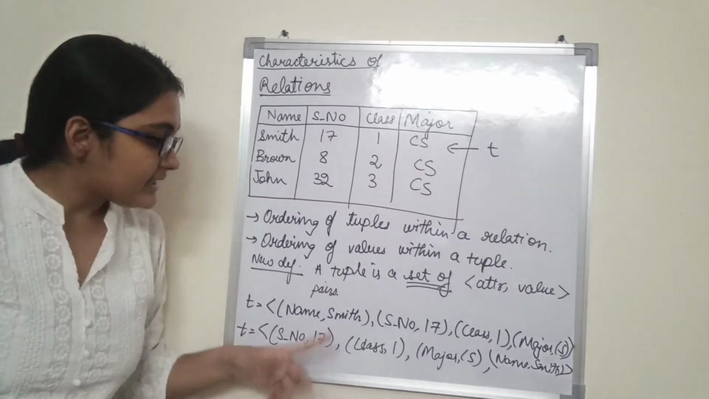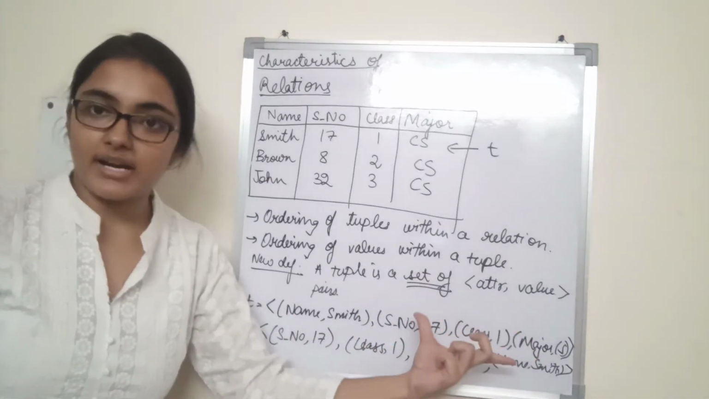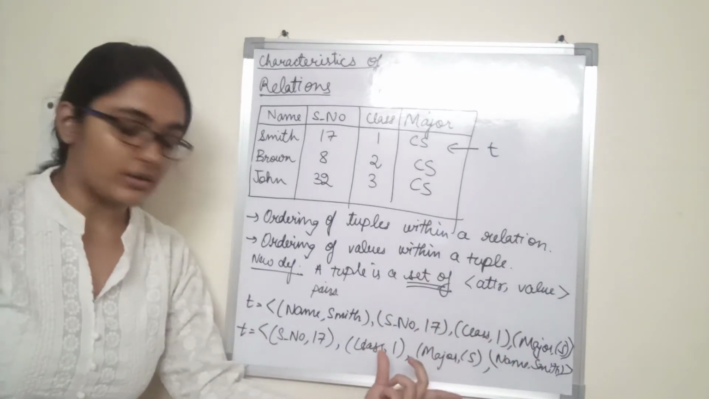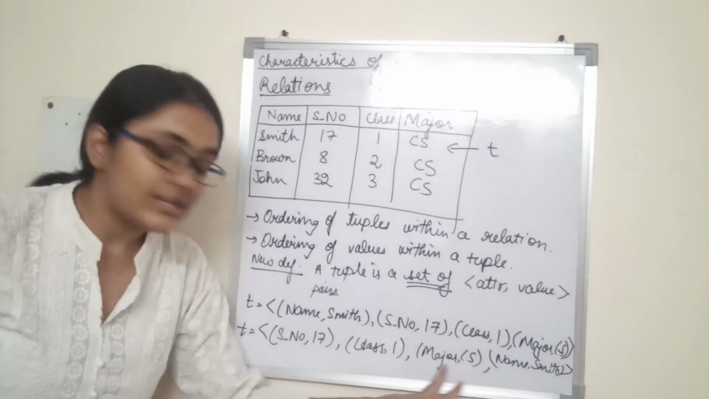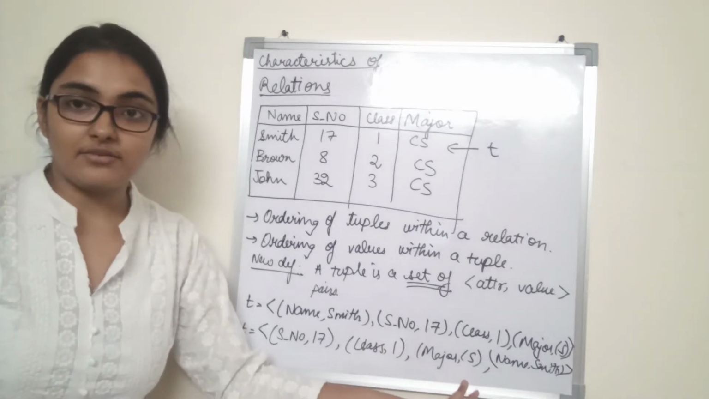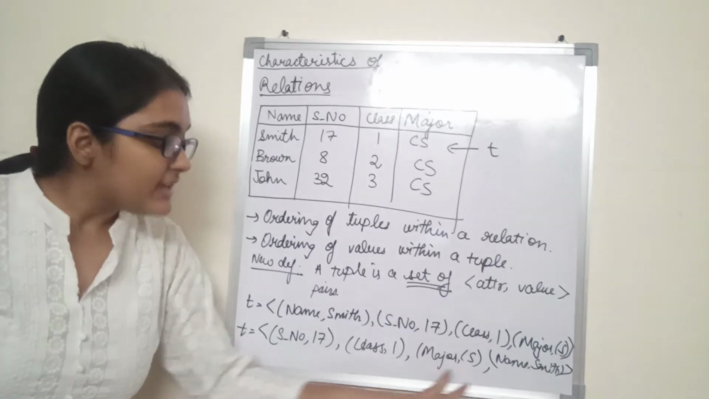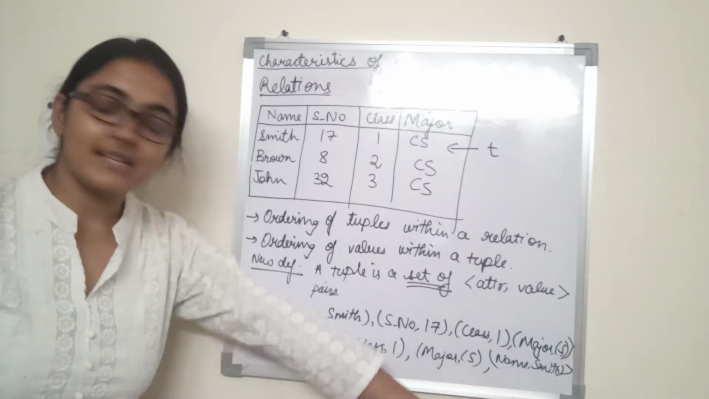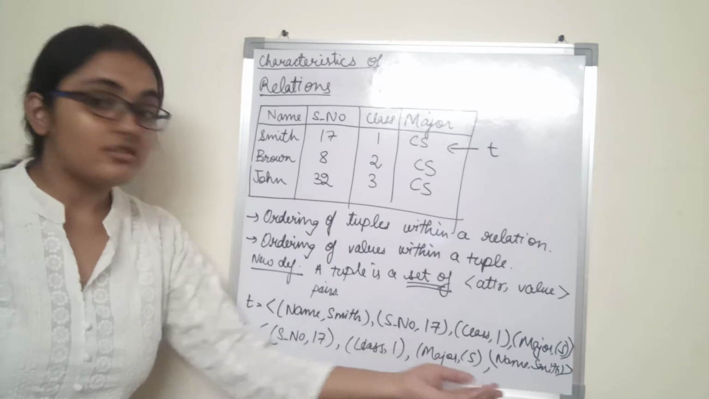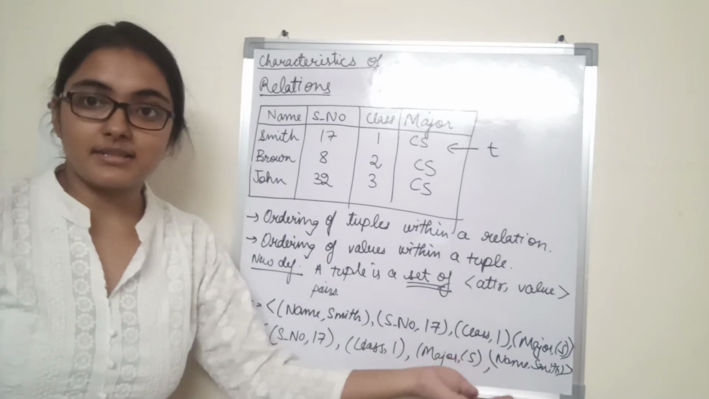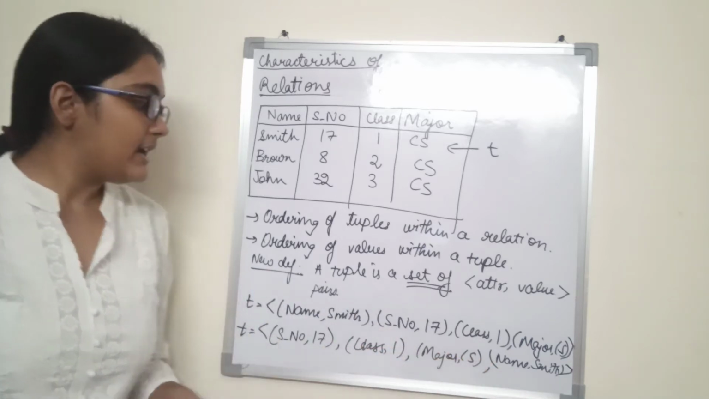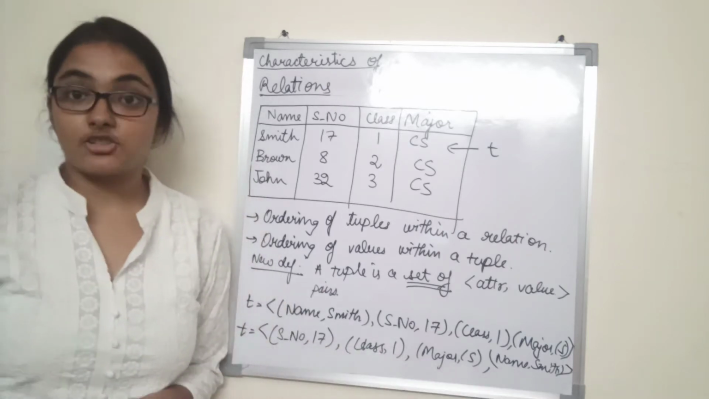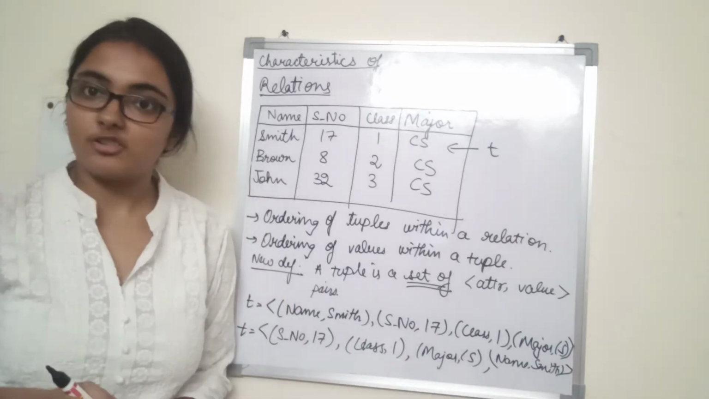Why? Because it is now defined as a set of attribute value pairs where the ordering is not important. As long as the correspondence is maintained, is the meaning changing anywhere? No, right? Because we have maintained the correspondence, the meaning isn't changing. So as long as the meaning of the tuple doesn't change, we don't have any problem. So this definition of a tuple is also right.